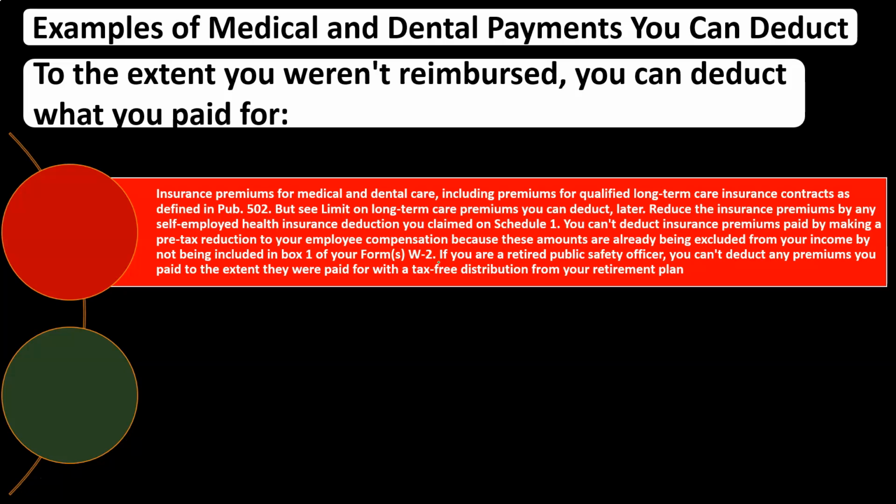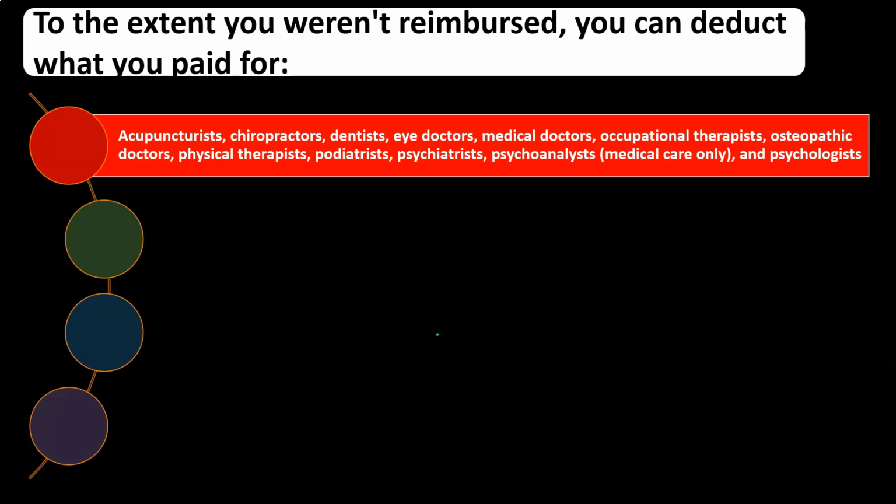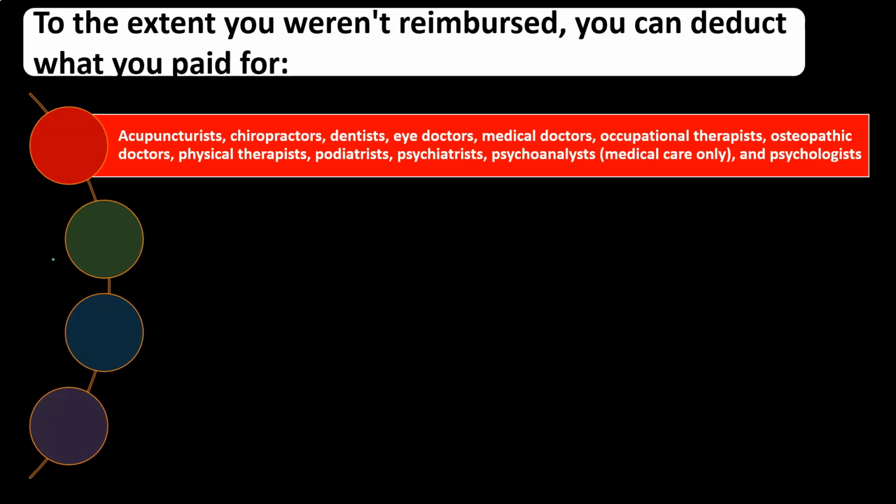If you are a retired public safety officer, you can't deduct any premiums you paid to the extent they were paid for with tax-free distributions from your retirement plan. Prescription drugs or insulin. So obviously prescription drugs and insulin would be in the items that possibly could be deductible.